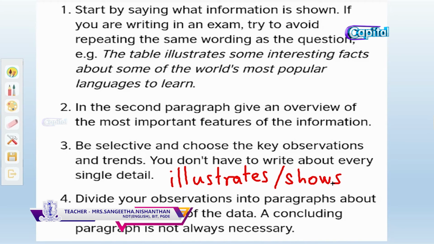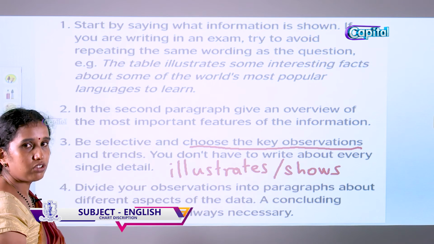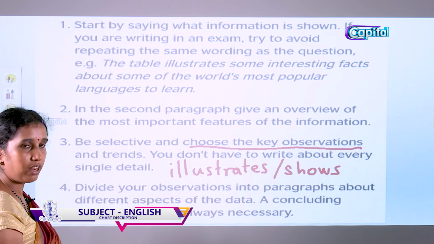In the second paragraph, give an overview of the most important features of the information. The most important key data should be in the second paragraph. Be selective and choose the key observations and trends. Choose the key observations only, the most popular or the highest or the most common. Don't copy all the single data. Don't have to write about every single detail. Divide your observations into paragraphs about different aspects of the data. According to the different aspects of the data, you can divide the paragraph.